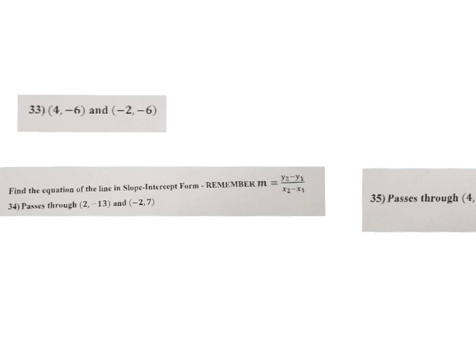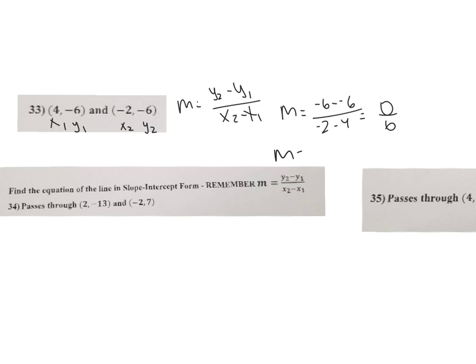Alright, so 33 is just like 32. So I'm going to find my slope, where slope is equal to y2 minus y1 over x2 minus x1. So that's going to be x2, y2. That's going to be x1, y1. Plug it in. I end up with negative 6 minus negative 6 all over negative 2 minus 4. It's going to be 0 over 6, which means 0. Your slope's going to be 0. And you're allowed to have a 0 slope. That means it's a left and right line.